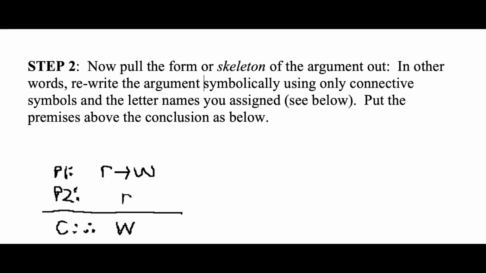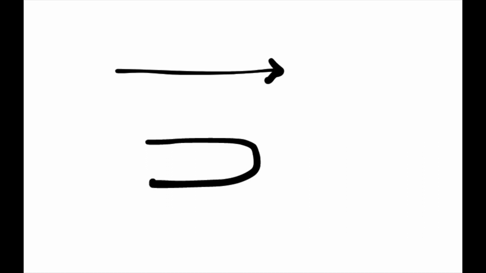Step 2. Now pull the form or skeleton of the argument out. In other words, rewrite the argument symbolically using only connective symbols and letter names that you've assigned. Now for the if-then connective, you can either use the arrow, which you see right there or at the top, or if you want to go old school, like when I was taking logic class when I was your age, you can use the horseshoe. People used to always use the horseshoe.